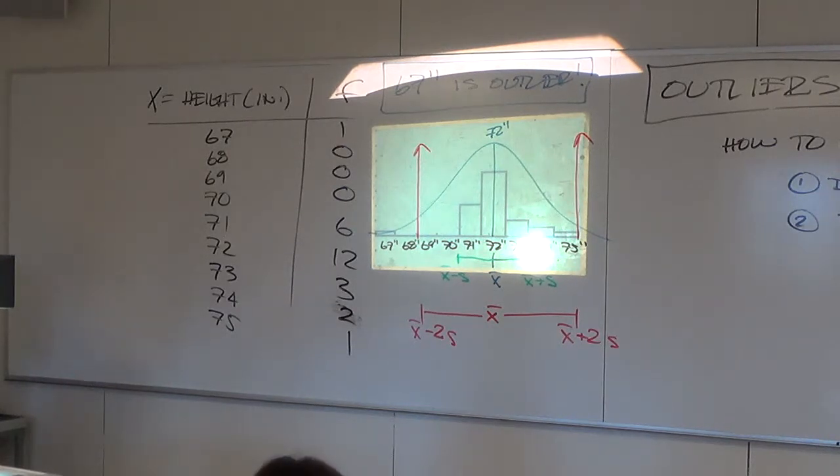Carly, go ahead. I was just going to say, if the outliers are less than, or greater than X bar plus or minus 2S, then 75 is X bar plus or minus 2S. It is exactly that, isn't it? Especially with our rounding it is anyway, right?